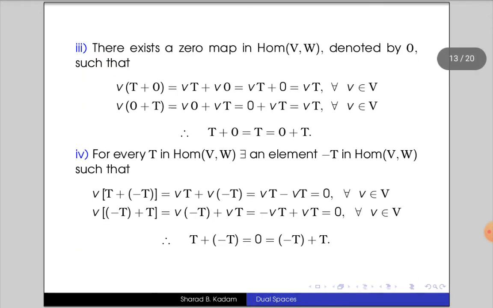Next property is existence of additive inverse. So for every t in the given set, there exists an element minus t in the given set, such that (t plus minus t)(v) equals t(v) plus (minus t)(v), which equals t(v) minus t(v), which is the 0 map, which equals 0 for every vector v in the vector space V.